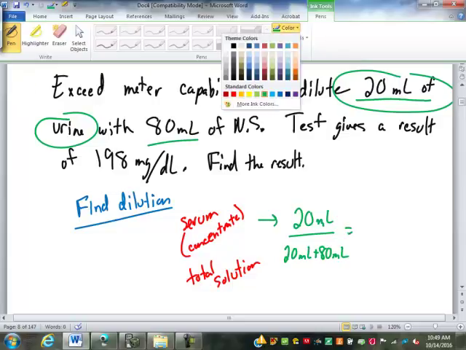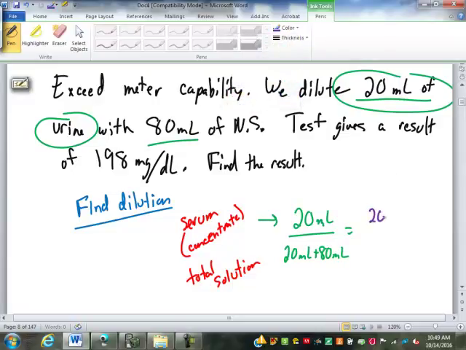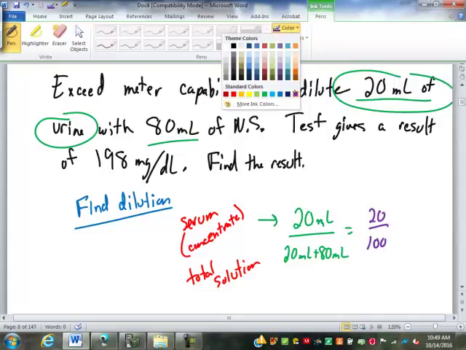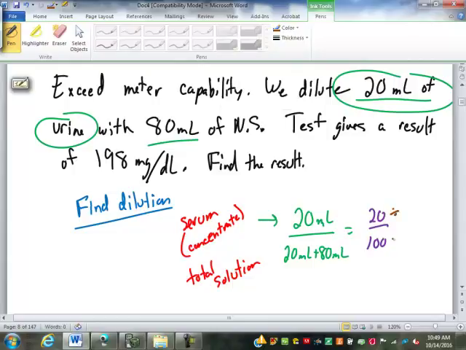Which, yes, that does give us 100. So 20 over 100. Notice I took out the milliliters because they would divide out. They would cancel out. And I can reduce both of those by what? 20. Yeah, I can reduce by 10 and then by 2. But we'll go by 20 to give us 1 to 5. So that is a 1 in 5 dilution.